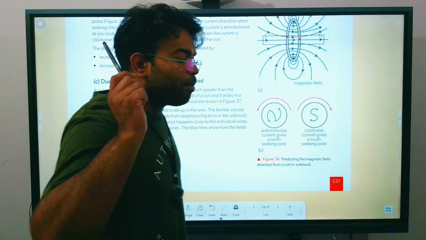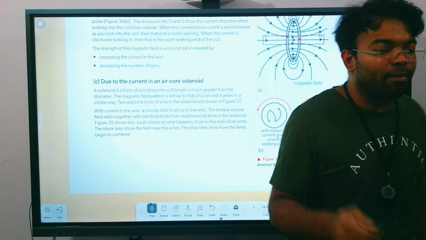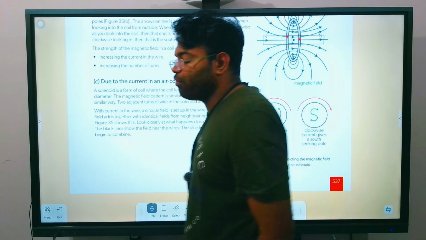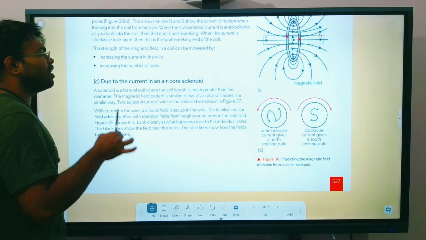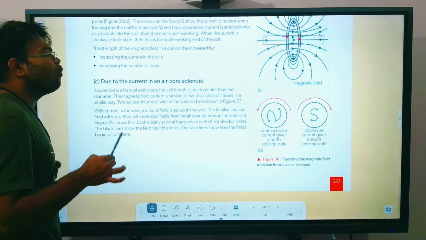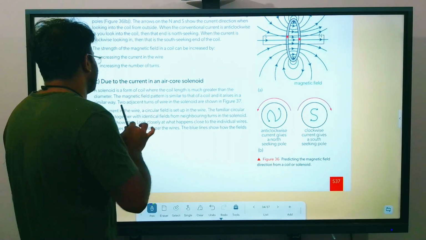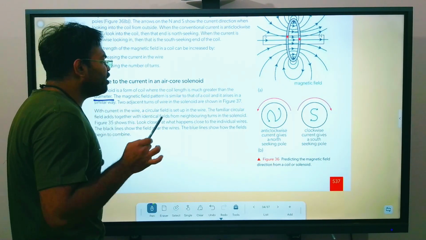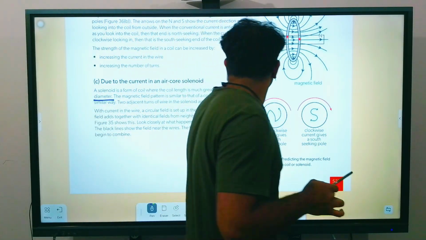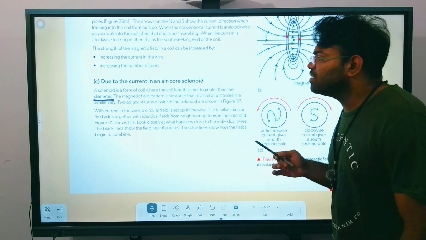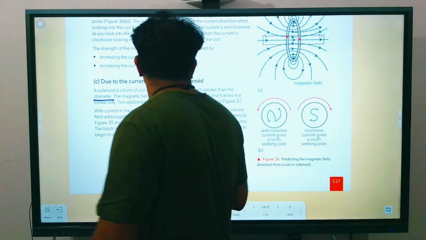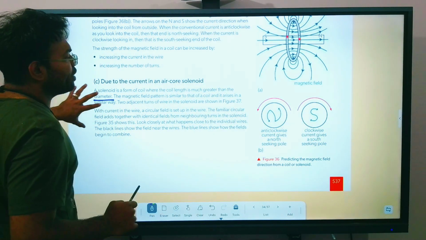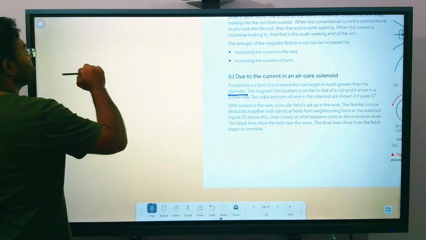Due to current in the air core solenoid. Now, we have learned about the straight wire, we have learned about the loop, and now the third and final part is a solenoid. A solenoid is a form of coil where the coil length is much greater than the diameter. The magnetic field pattern is similar to that of a coil and it arises in similar ways. Two adjacent turns of wire in the solenoid are as shown. Akshay, the solenoid looks like this.